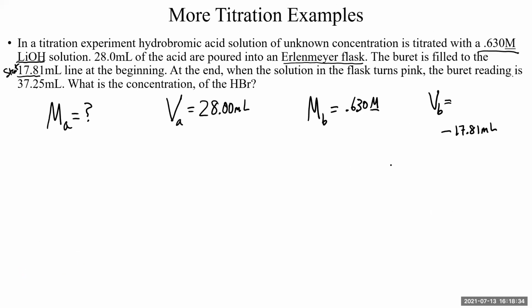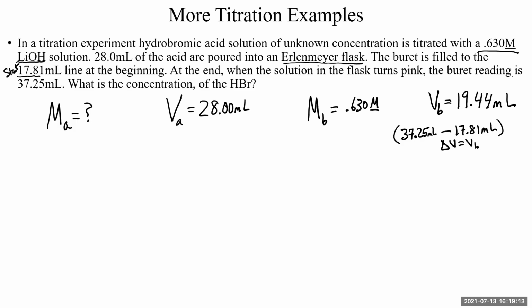Sorry about that. That is our final volume, but again, that is not our volume used either. Neither one of these numbers independently is our volume. Our VB is going to be the difference between these numbers. Our delta V equals our VB. And so that's 37.25 minus 17.81. And if I type that in, I get 19.44 milliliters of VB. That is our experimentally determined volume.